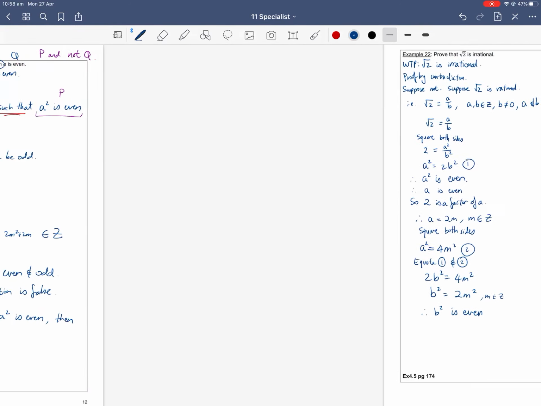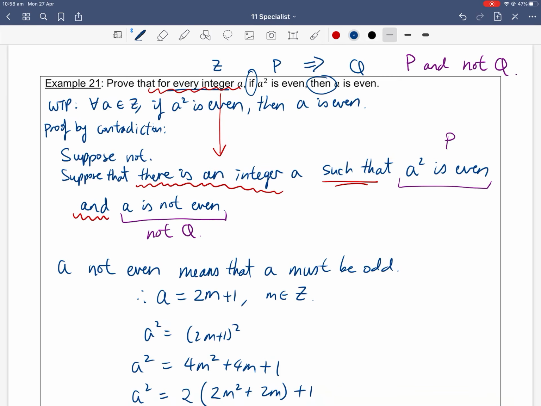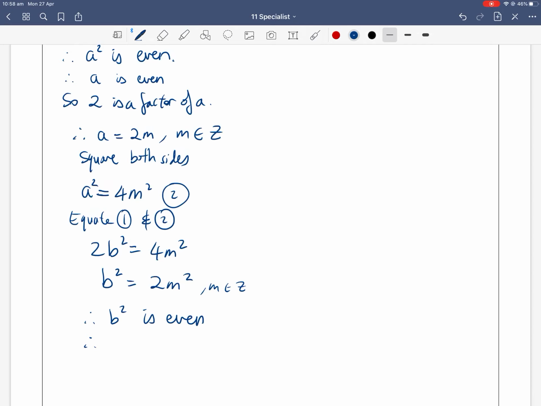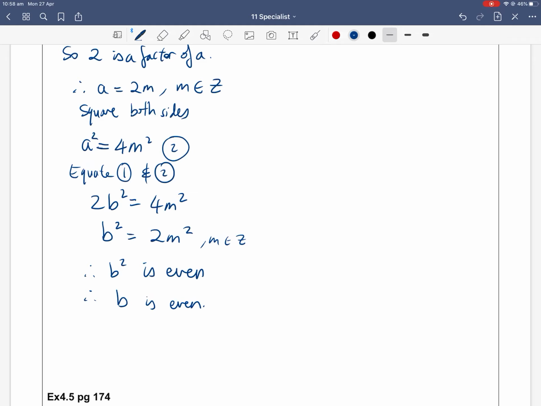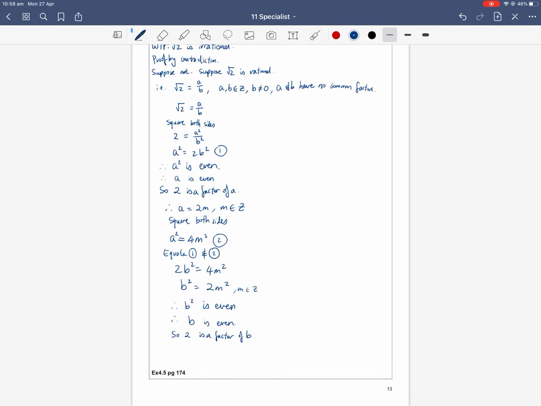So therefore, b squared is even. And as we've shown before in the previous one, for every integer, if its square is even, then itself is even, right? So we showed that, well, b is an integer, b squared is even, so therefore b is even, right? Because we showed it in the previous example. If b is even, that means it's divisible by 2, so 2 is a factor of b.